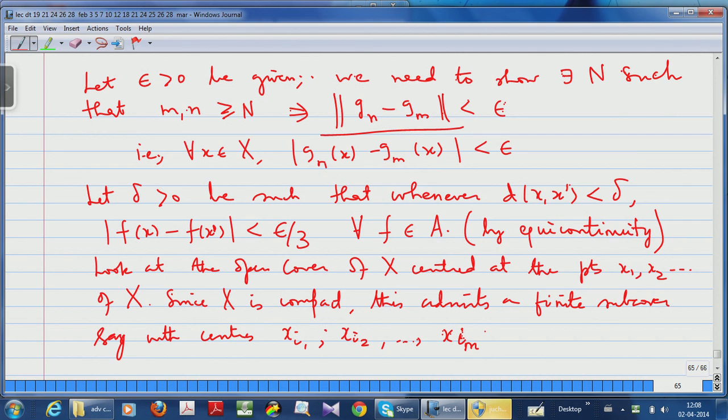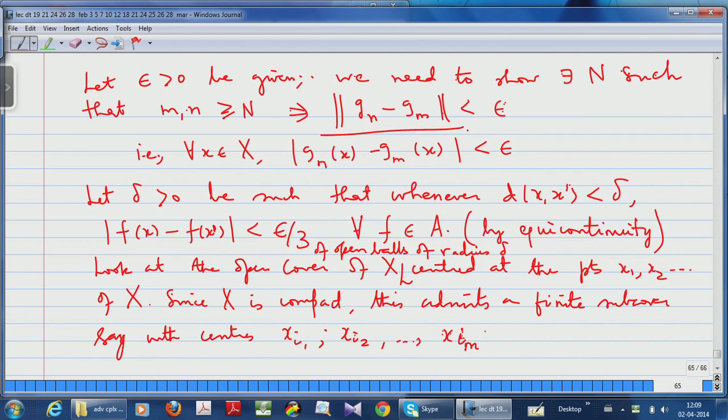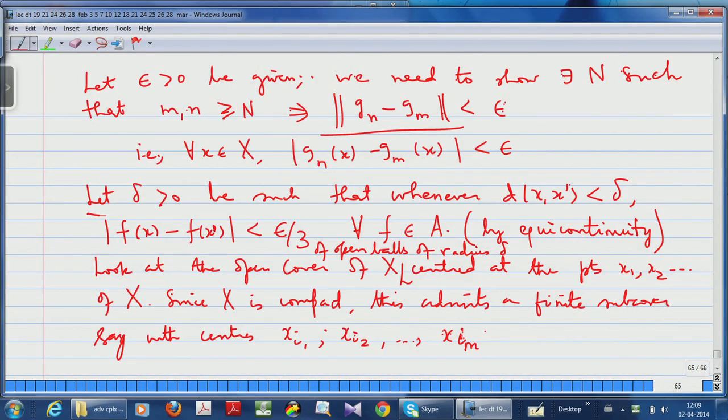So look at the open cover of open balls of radius delta. So you look at the open cover of the metric space X, which we have assumed compact, and you are looking at the open cover which consists of open balls of radius delta. That is this delta that we have gotten above, corresponding to the epsilon, or rather epsilon by 3, because of equicontinuity.